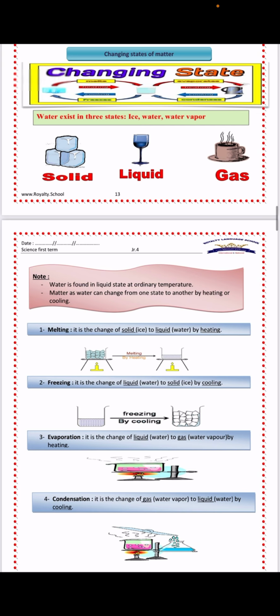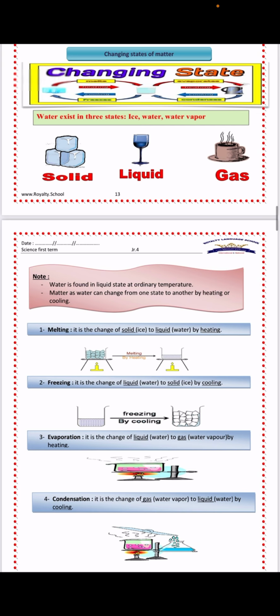If you want to return the gas to the liquid state again, can we return it? Yes, by a process called the condensation process. The condensation process happens by cooling. From the gaseous state to the liquid state, condensation; from the liquid state to the solid state, freezing. And both of them by cooling.